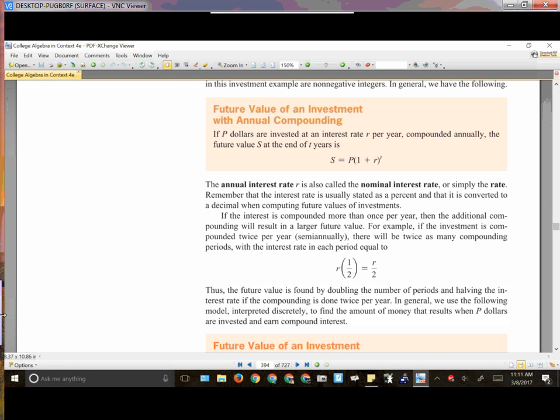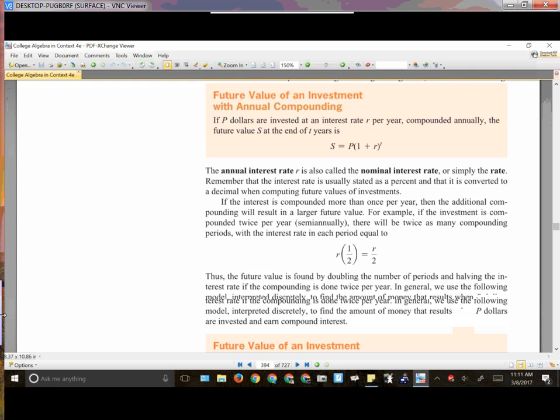Now, this one here is future value of an investment with annual compounding. Just compound it annually. P dollars is the principal, that's how much you put in, and S is what you're going to get out. Now, this is basically how we go through and calculate interest. Future value, we are trying to figure out how much it's going to be in the future.